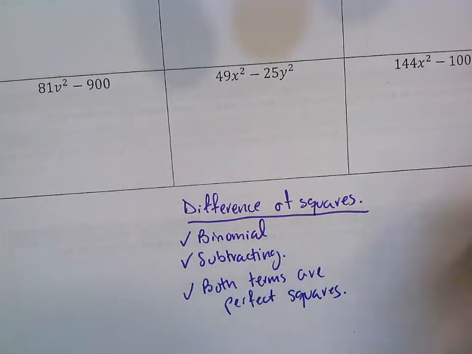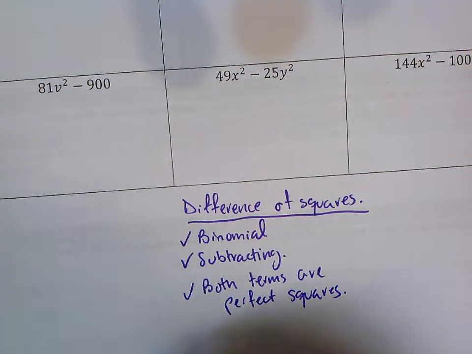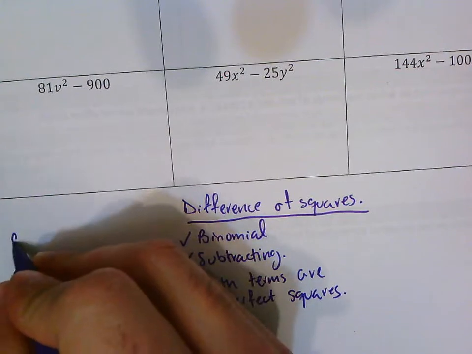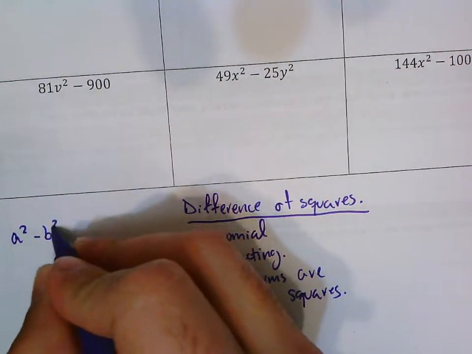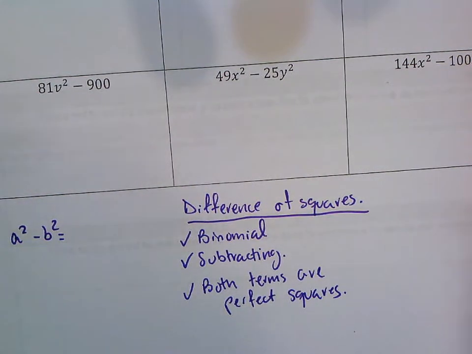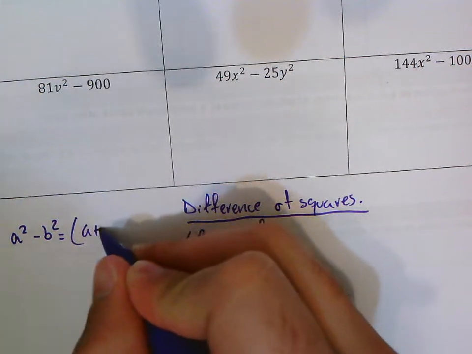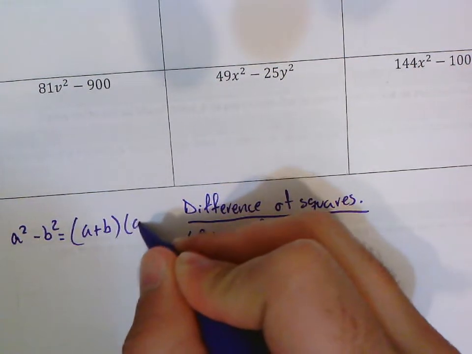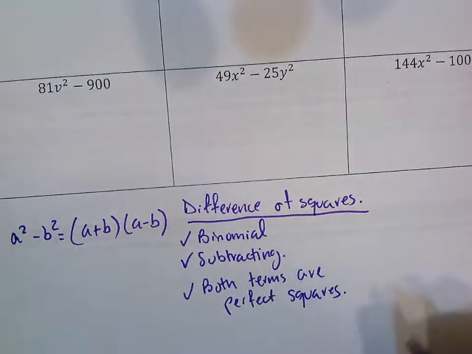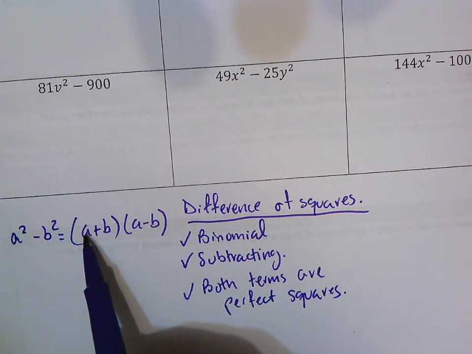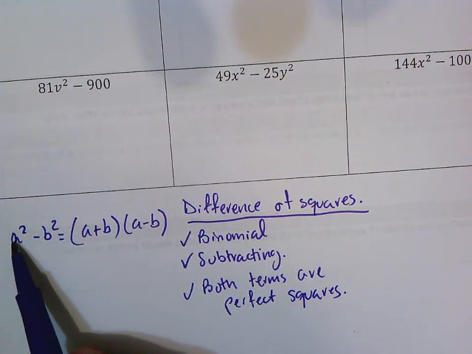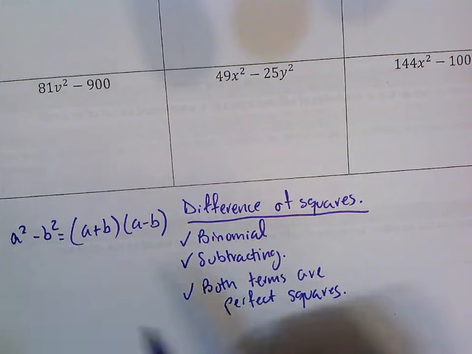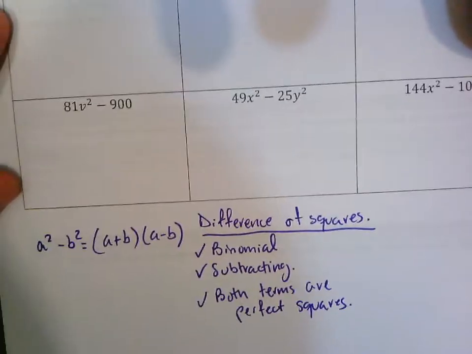So let me give you the equation for that. The difference of squares equation says that if you have a squared minus b squared, you can actually factor this into a plus b times a minus b. Notice that a is actually the square root of a squared. And I'm going to give you an example right now.